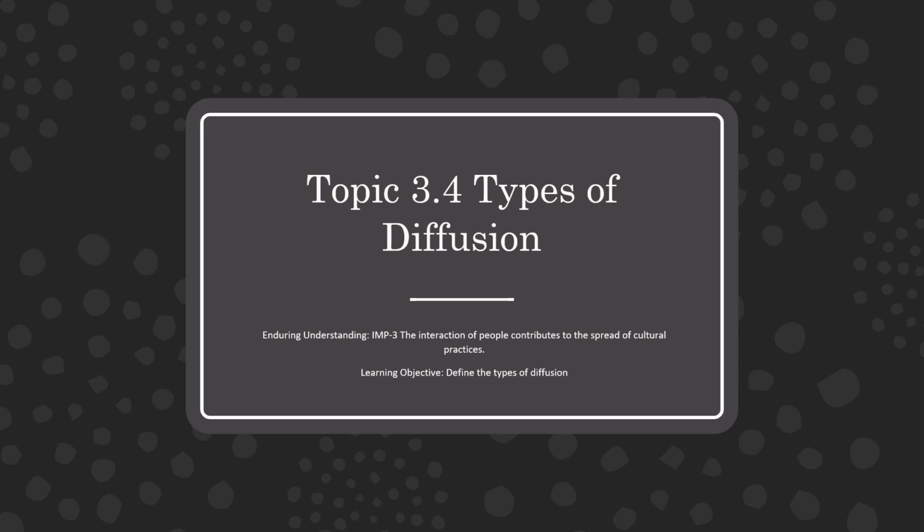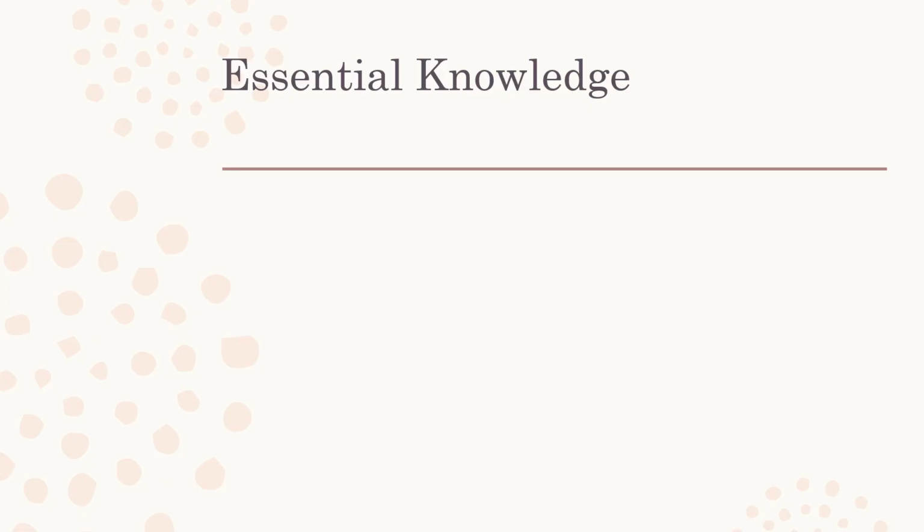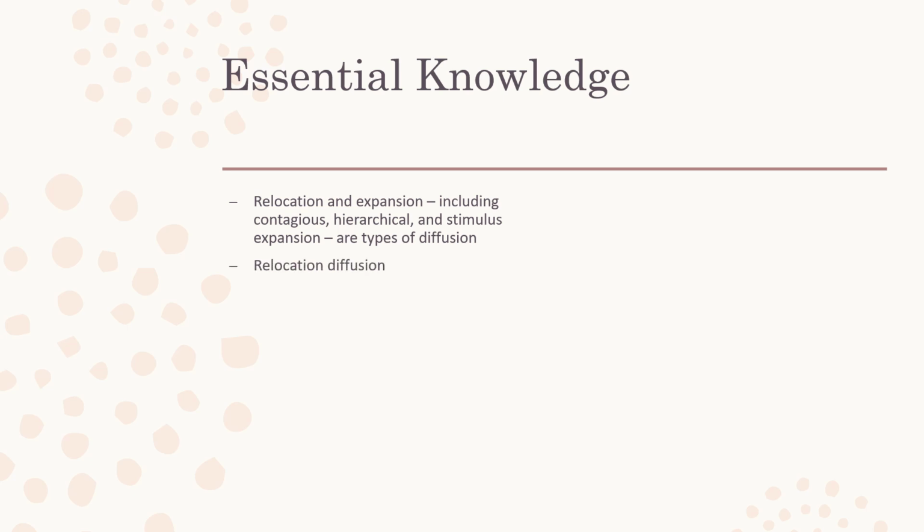Topic 3.4, the types of diffusion. The interactions of people contributes to the spread of cultural practices, and in our learning objective, it's just going to be define the types of diffusion. So our essential knowledge is that relocation and expansion, including contagious, hierarchical, and stimulus diffusion, are all types of diffusion. So I'm just going to stay on this slide.